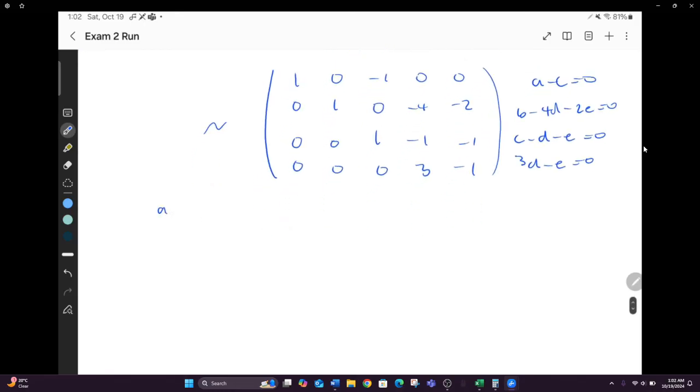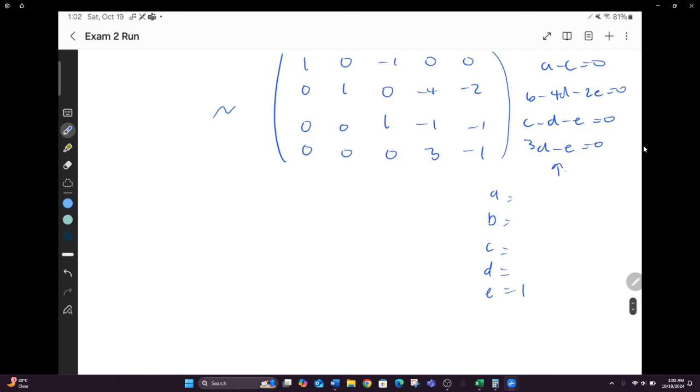Let's make a chart: A, B, C, D, and E, and what they're equal to. I'm going to set E equal to 1. So we're going to start solving from the bottom equation upwards. So 3D minus 1 equals 0. Or actually, I'm going to set D equal to 1. That looks like it's easier. So I'm going to set 3 minus E equals 0. E equals 3. So we found our E value.